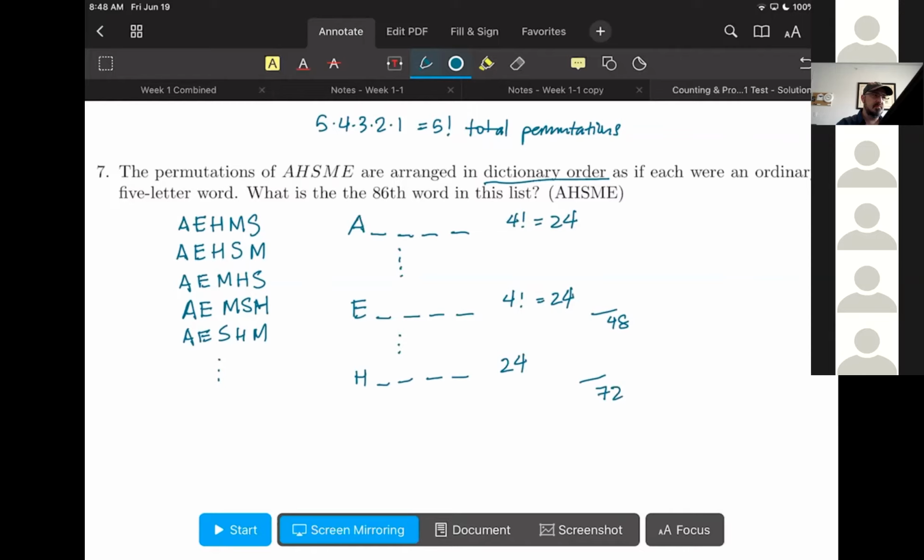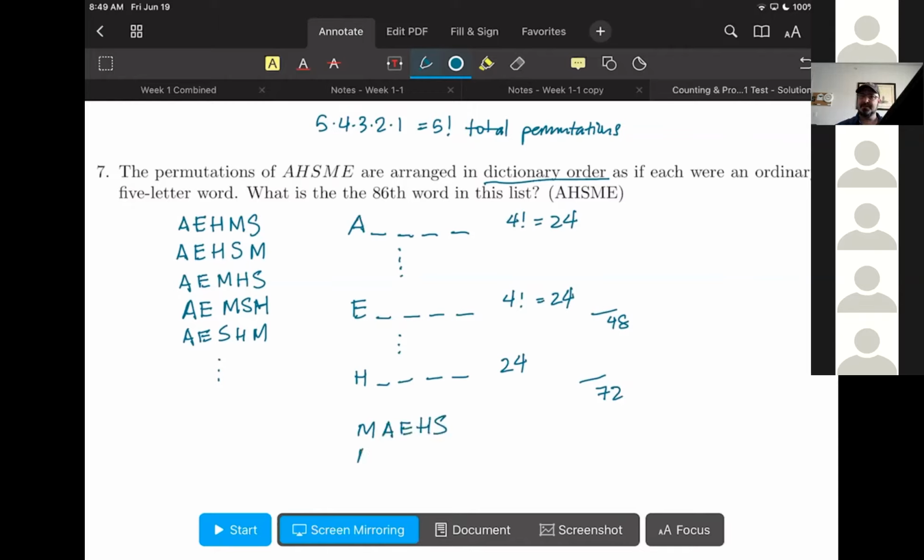At this point, there are 14 more, but I don't want to write down 14. So let's see how we can count beyond that. When we start with M, the first dictionary-ordered, or lexicographically first, permutation that starts with M would be M-A-E-H-S, because the rest are in order.